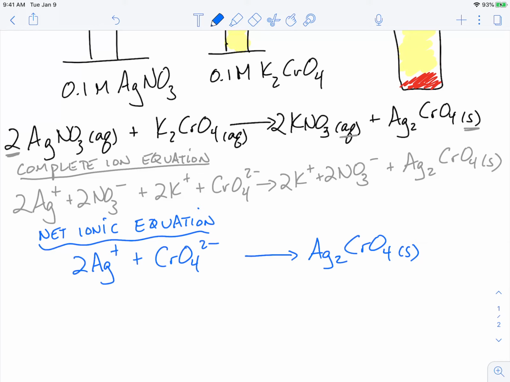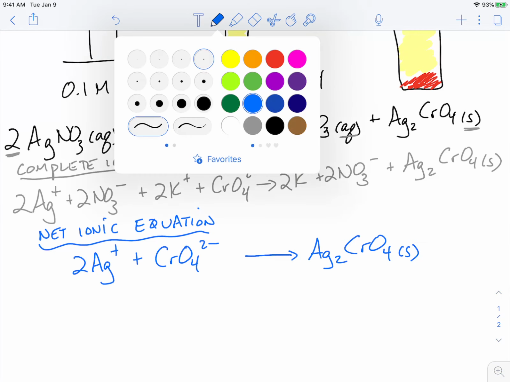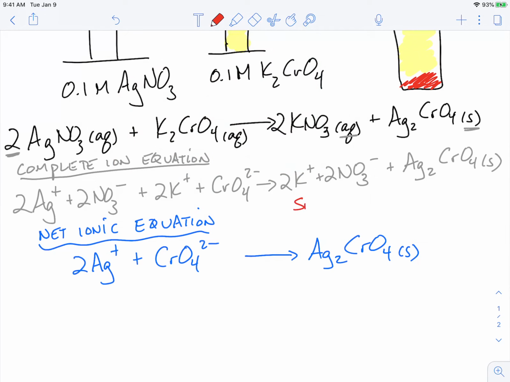And this is our net ionic equation. Another way of thinking about this, and something that you might be asked to do, is look at what we call the spectator ions. And spectator ions are ions that are not changing form in any way. They're the same on both sides of the reaction.